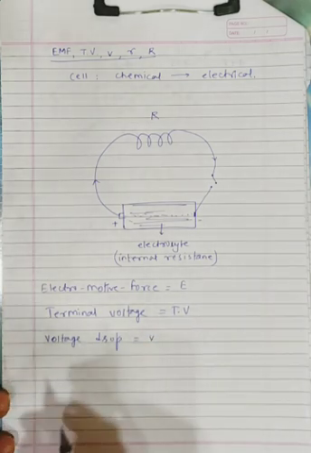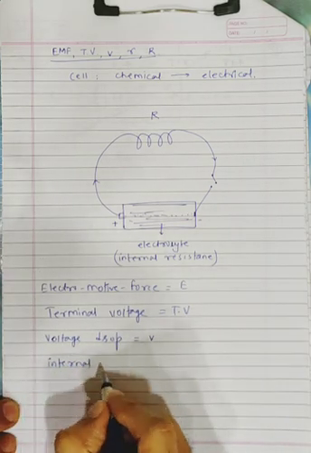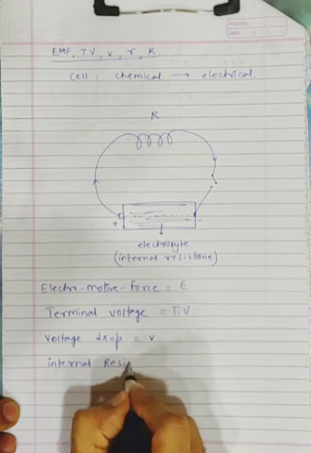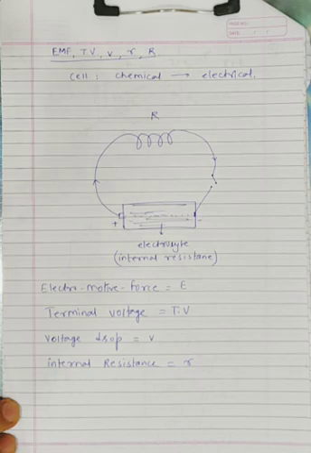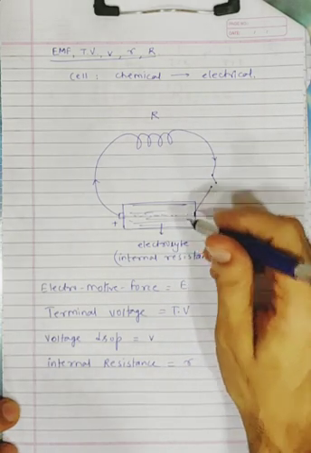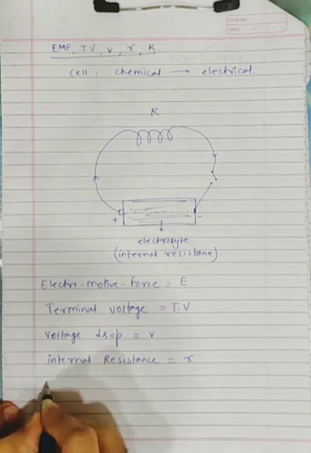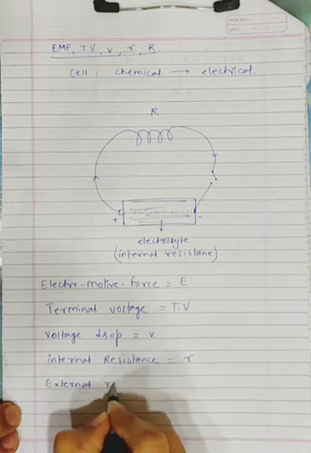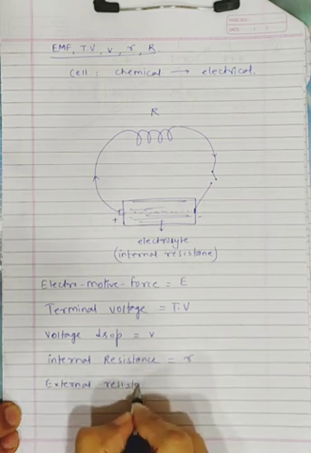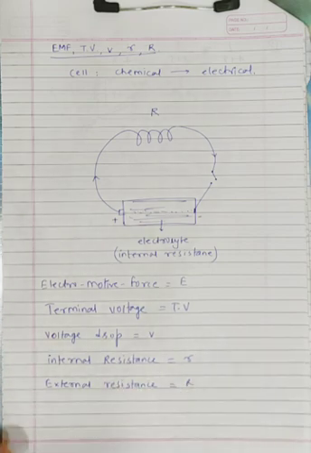Then there is internal resistance. As I already told you, internal resistance is the resistance offered by the electrolyte of the cell. Since it is inside the cell, they named it internal resistance. Then there is external resistance, which is the resistance offered by the external circuit.